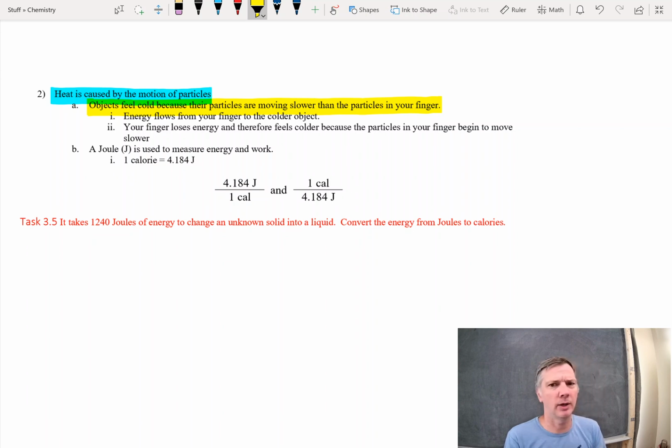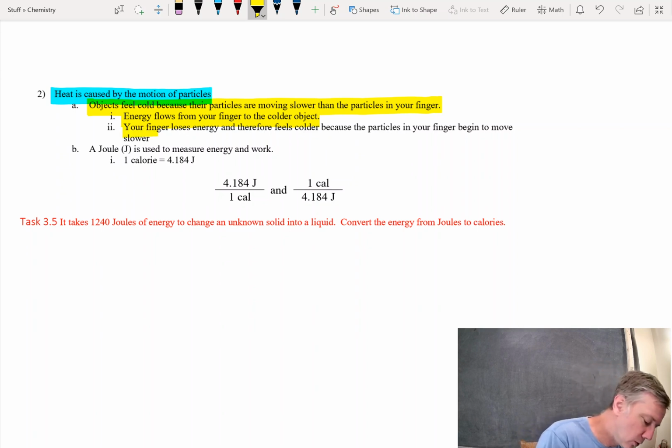My finger would feel hot. So, energy always flows from hot to cold. That is a diffusion pattern. So, energy is going to flow from your finger to the colder object as long as you're touching something colder. Now, if you're touching a hot pan, the energy flows from the hot pan into your finger. And that's why it feels hot, because the particles in your fingers are starting to move faster and faster. So, when touching something cold, your finger loses energy and therefore feels colder.